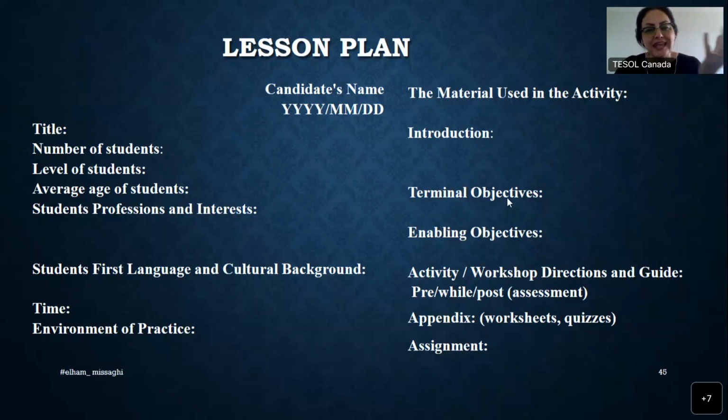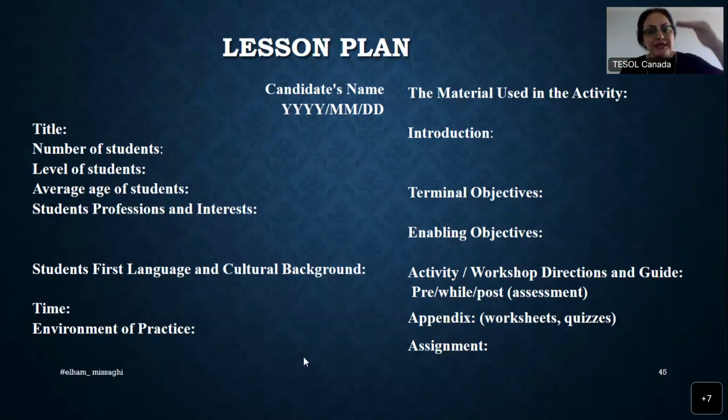What is the main aim of this session? For terminal objective, you write, students will be able to what? At the end of the session, what is the final aim of this session? Students will be able to write a letter to their manager, read their report, discuss the report, and listen to the latest news of the company and discuss it. So what happens at the end of this session? That is terminal objective.